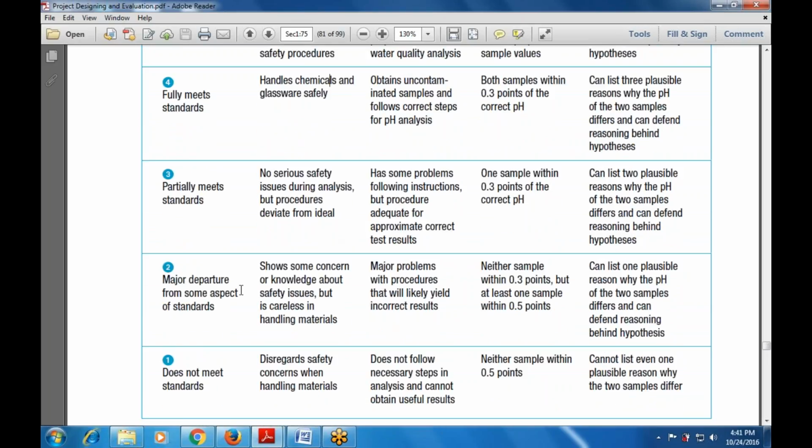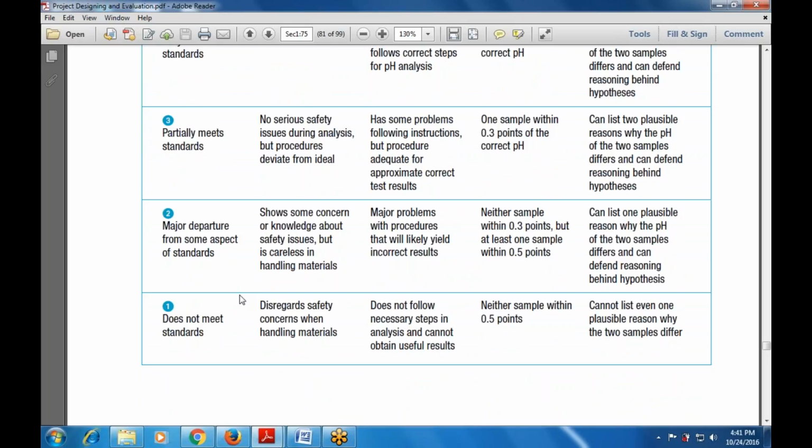The next is major departures from some aspect of the standards. What are the concerns? It shows more concern or knowledge about the safety issues. What are the safety issues? That may be carelessness in handling the material, or carelessness in knowing the knowledge, whatever data is required. Then there is a major problem with the procedure that will likely yield an incorrect result. Whatever incorrect result is acquired is also used for the major departure from some aspect of the standards.